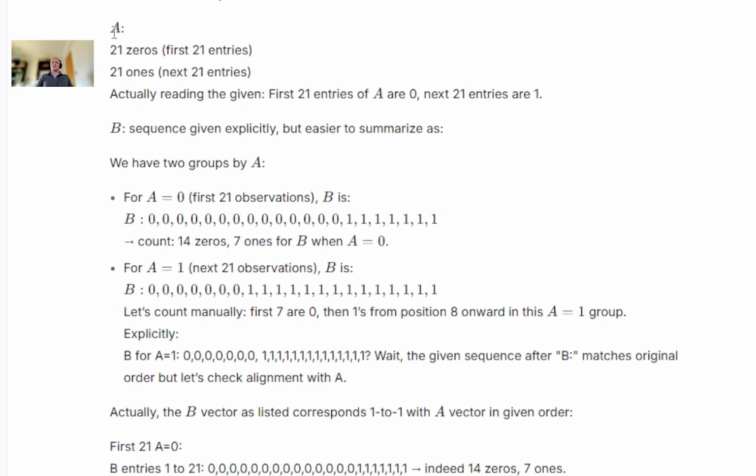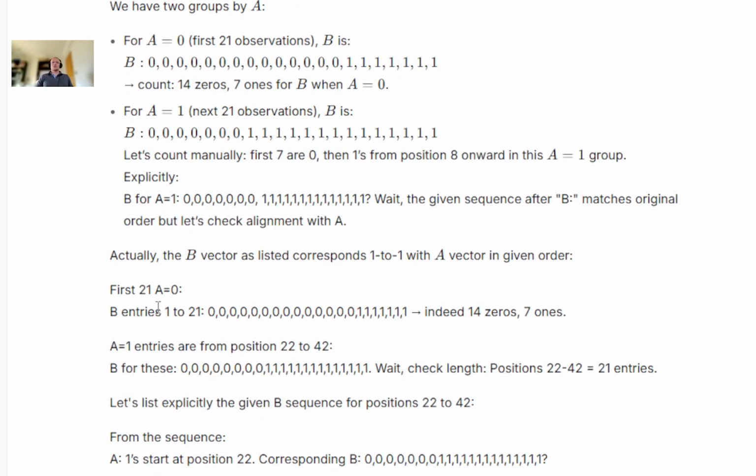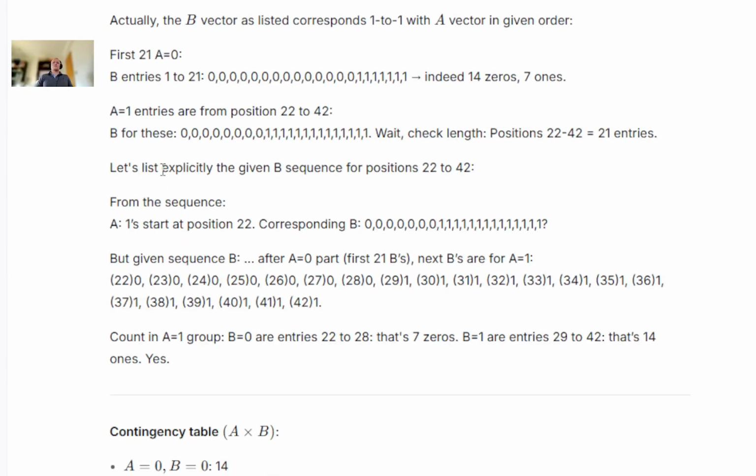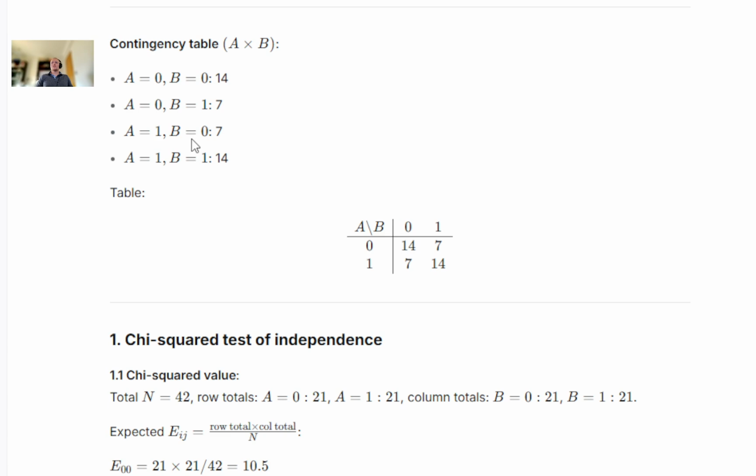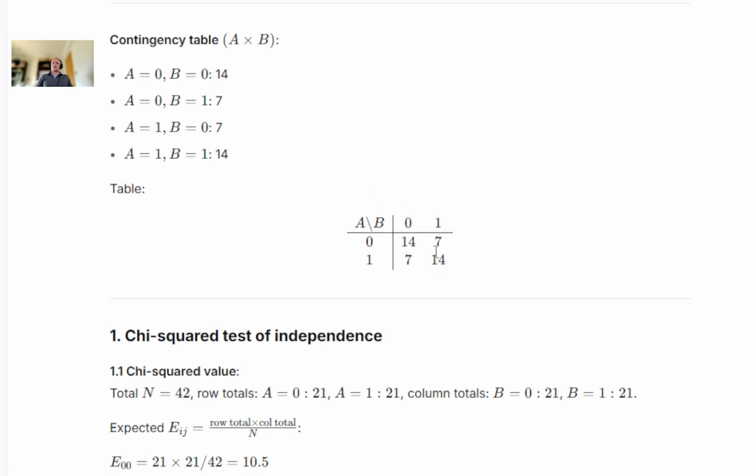We have A summarized, so A is a 50-50 distribution, half of the sample 0, half of the sample 1, and then B is summarized for A equals 0 and then for A equals 1. So here you get some useful information already regarding the distribution of A for each B category. Then you get a lot of calculations, contingency table, which is correct.